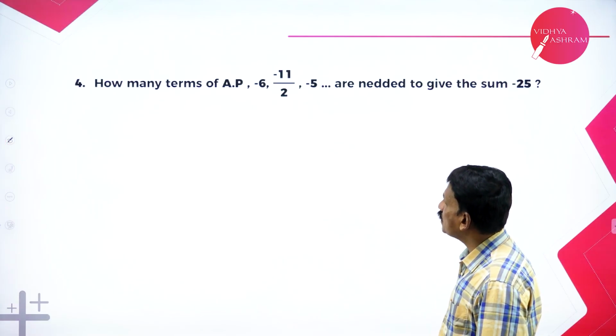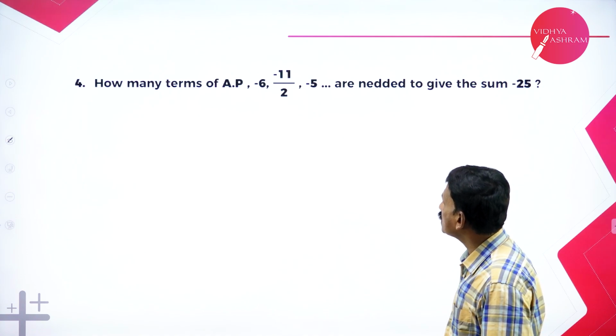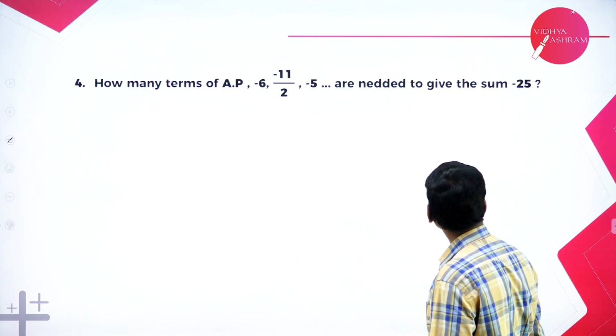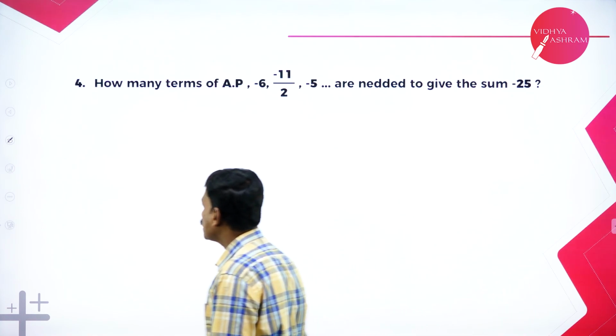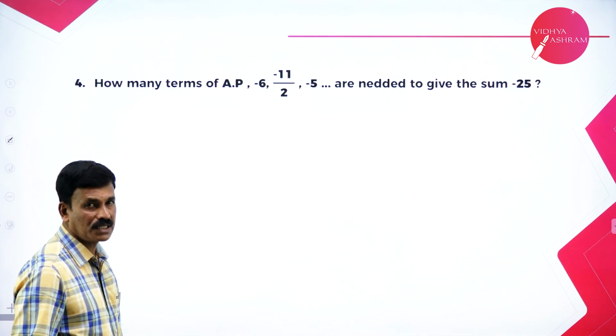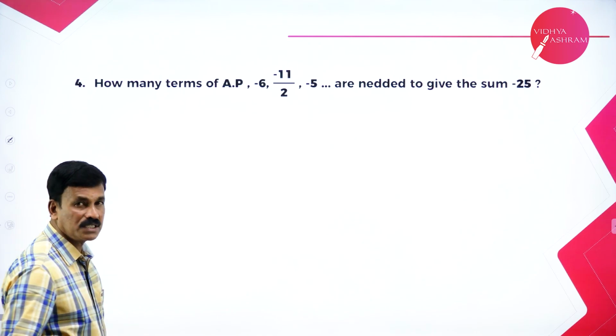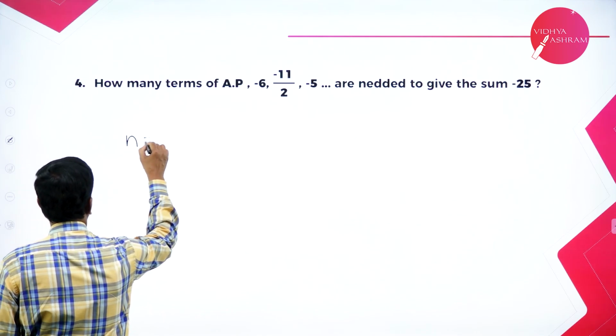How many terms of the AP -6, -11/2, -5, etc. are needed to give the sum as -25? Same as the previous problem, just find out the value of n. How many terms means n is to be determined. n is the question mark.